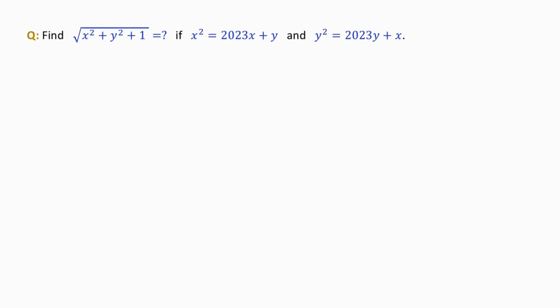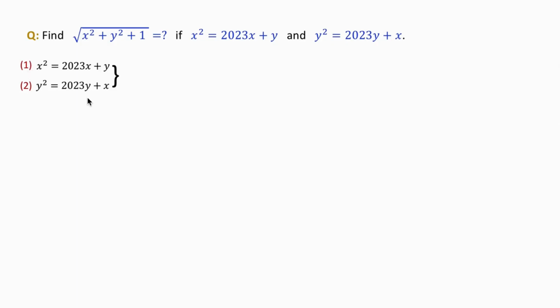Hello guys, today I'm going to solve a beautiful algebra problem. We are asked to find this expression when x squared and y squared are given by these two equations. Let's solve it step by step. We start by labeling these equations as 1 and 2.